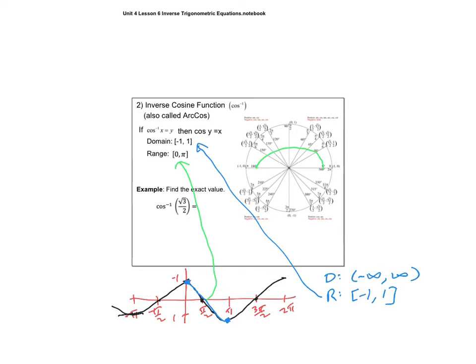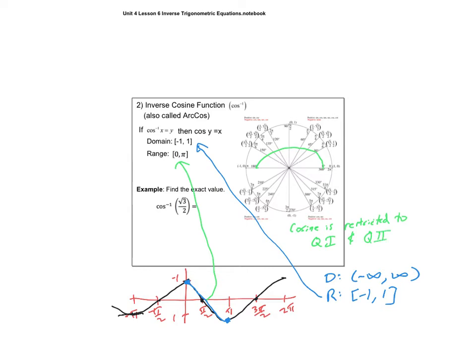So cosine is restricted to quadrant 1 and quadrant 2.